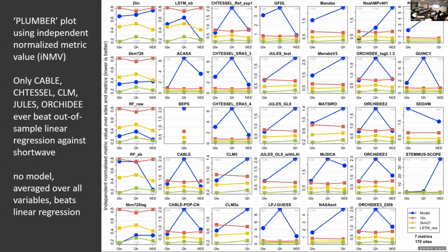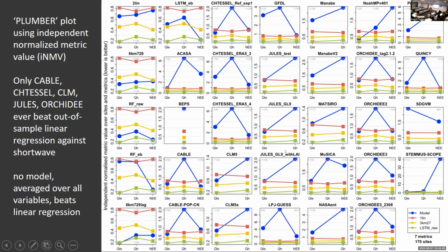But what you can see is that the mechanistic model, which is, for example, JULES GL9, is the blue line. This is not serious. The Japanese model is the blue line. The blue line is always the model that's in the title of the plot. Okay. And the horrible thing here is that if you average over all of the metrics, no single model does better than the linear regression against shortwave. And that's a little bit of a shock.